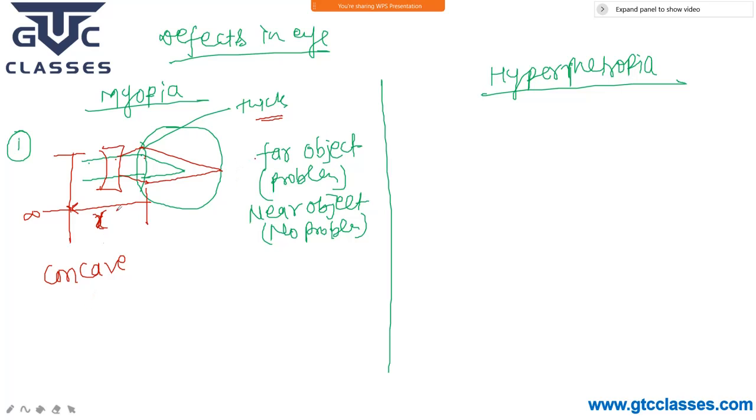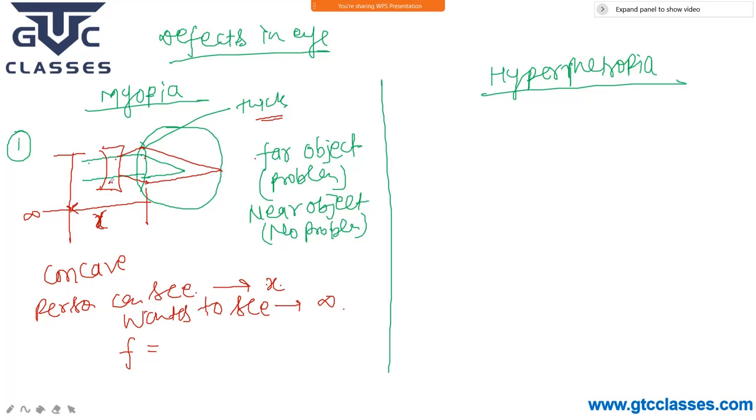And here what will the focal length be? Let's say a person can see up to x distance, and the person wants to see infinity. This is the current situation, this is the desirable situation. What should we do? We should put a concave lens with a focal length of minus x. Simple. Minus means concave. So we will put a concave lens of focal length minus x.